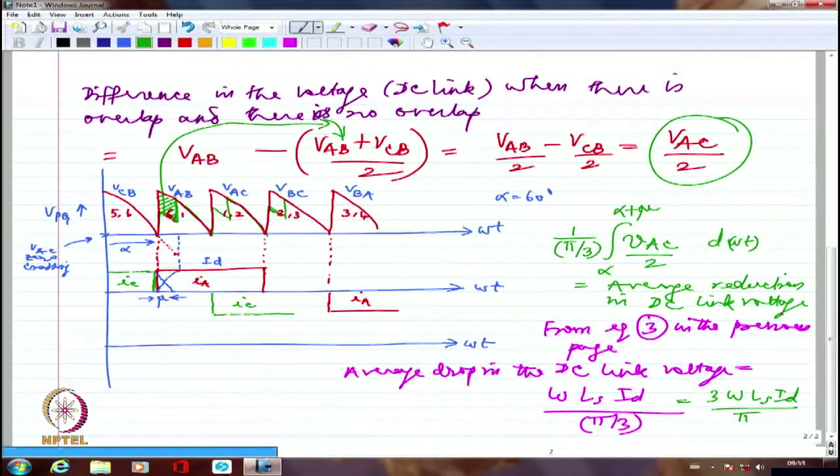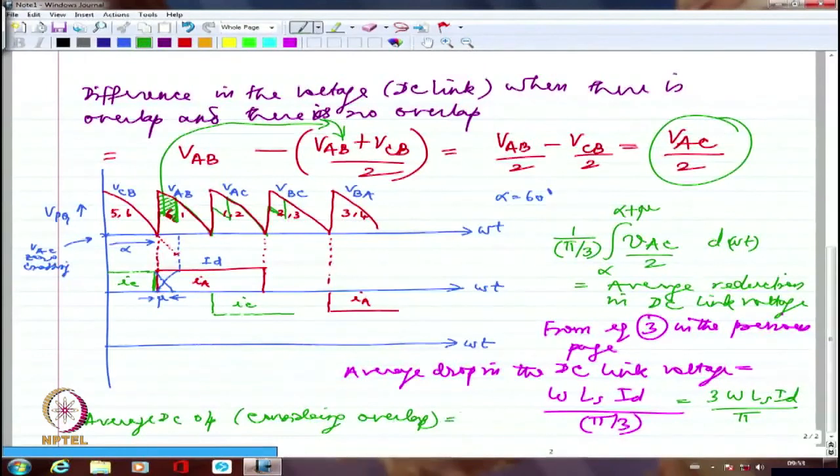When I consider overlap, this is going to be the reduction in the voltage. So I should say average DC output considering overlap will be 3 Vm by pi cos alpha minus 3 omega LS ID by pi. Sorry about the shabby writing. Maybe I'll write it in the next page once again.